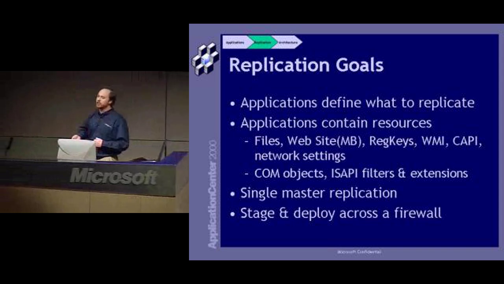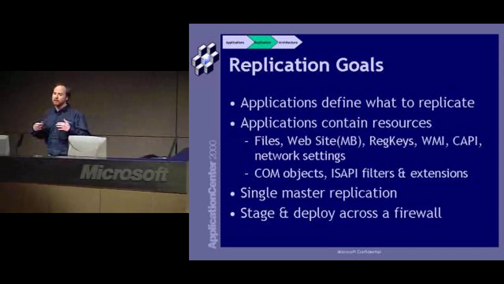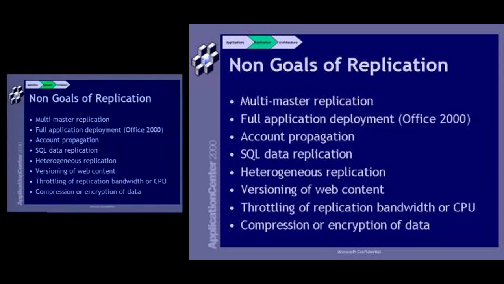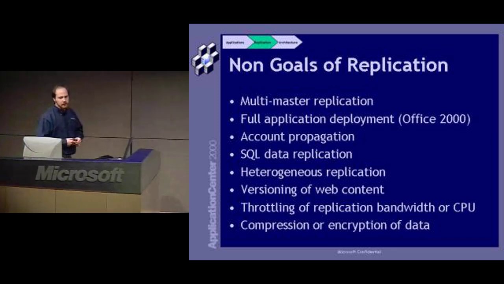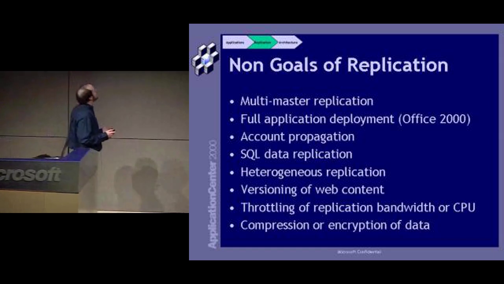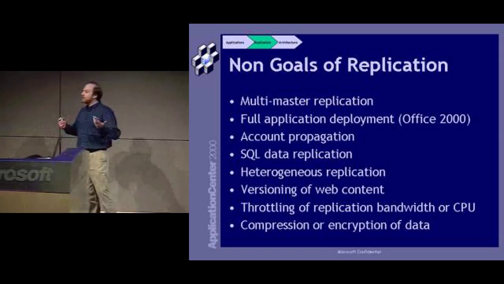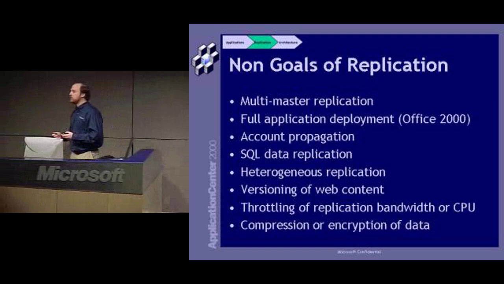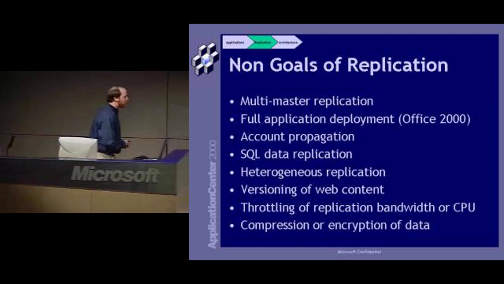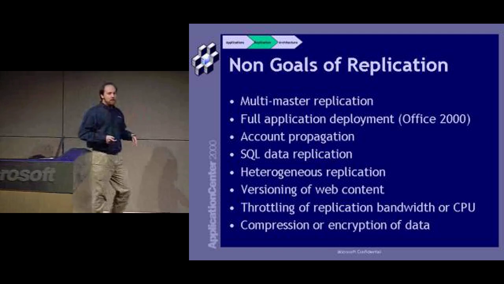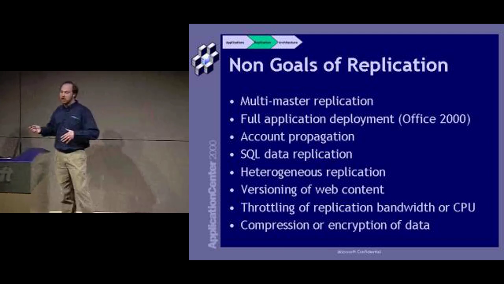Okay, so I've given you the good news. Here's sort of the bad news, right? These are some of our non-goals. We don't want to do multi-master replication because A, it's really difficult, and B, as I said before, we consider it not to be the greatest match in the whole world for how the web really works and how high-end websites really work. We're not all about full application deployment. We're not SMS. We're not trying to deploy Office 2000 to 7,000 desktops. We're very, very focused about deploying web applications to a cluster of servers that all look alike.